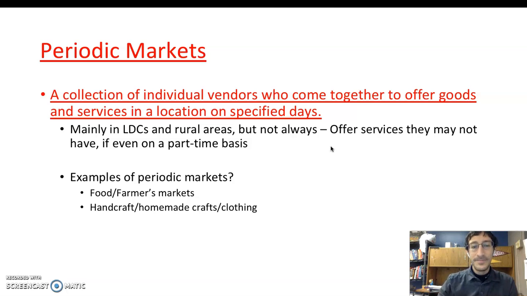But they may not have it, because it's more of a part-time thing, because it's periodic. So they come together to offer goods and services. I know, even here in the Twin Cities, it's like, hey, this is free dental checkup day at certain locations, like three or four throughout the metro area, for those who can't afford health care, for dental care.